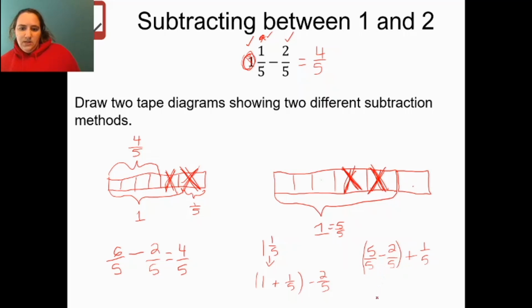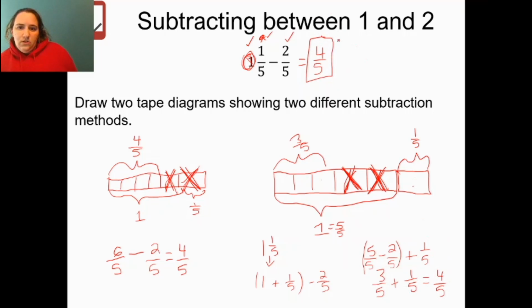So 5 minus 2 left me with 3, right? So this was 3/5. So this became 3/5. Then I added back in my extra 1/5, and that gave me 4/5, which was my answer. So you see how that worked?